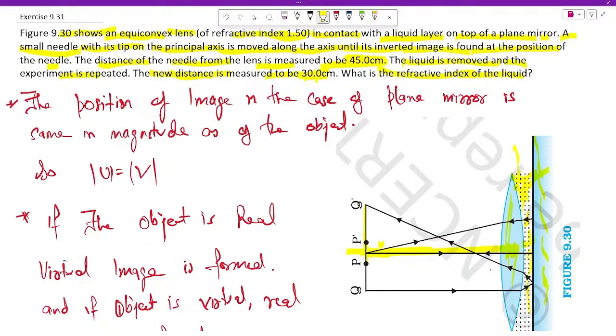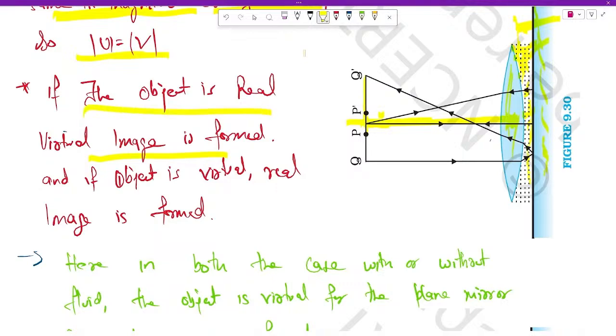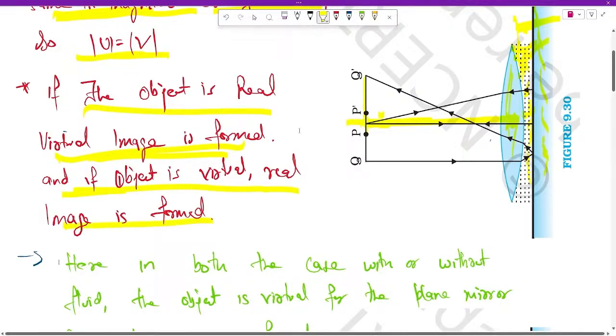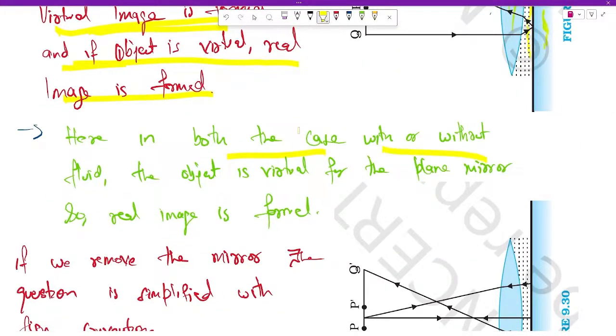So this is a question of the combination of lenses and also the reflection of a plane mirror. So we know that the position of the image in the case of a plane mirror is the same in magnitude as that of the object, that is u equals v. And if the object is real, a virtual image is formed, and if the object is virtual, a real image is formed in the plane mirror. Now here, in both cases, with or without the fluid, the object is virtual for the plane mirror, so the real image is formed, which is superimposed on the object.